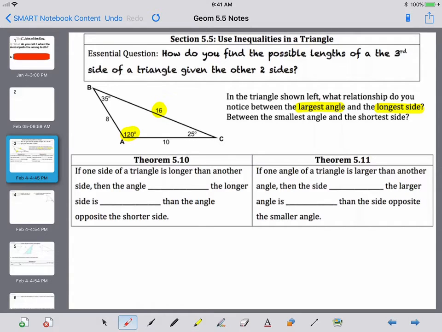So I can see there that the largest angle is across from the longest side. So the largest angle is across from the longest side.